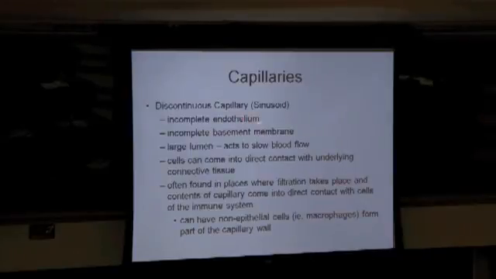The other thing about the sinusoids is that the endothelium and the basement membrane are both discontinuous here. If we were to draw a diagram of one of these, keeping it relatively to scale, you might have one cell, here's another cell, maybe part of another cell, here's the rest of it, here's another cell maybe. Let's throw in some nuclei. And the basement membrane occurs wherever you have some of these cells.